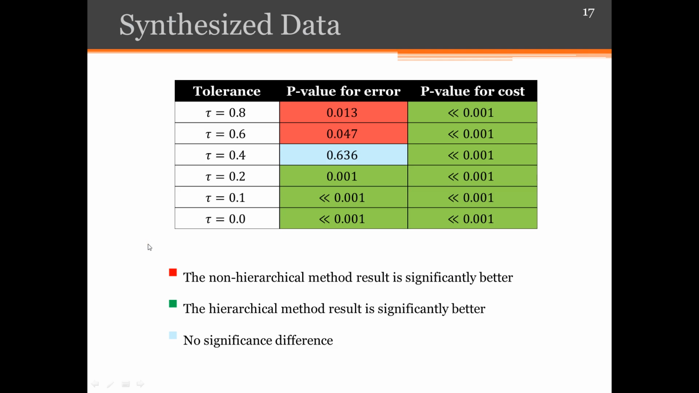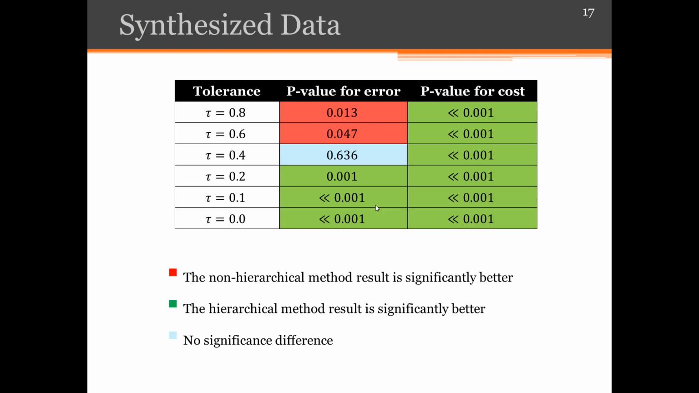In here you can see the p-value comparing non-hierarchical method with hierarchical method for different tolerance parameters, and the red portion is when the non-hierarchical method did significantly better than the hierarchical method. The blue portion is where there was no significant difference between the non-hierarchical and hierarchical method, and the green portion is where the hierarchical method outperforms the non-hierarchical method.